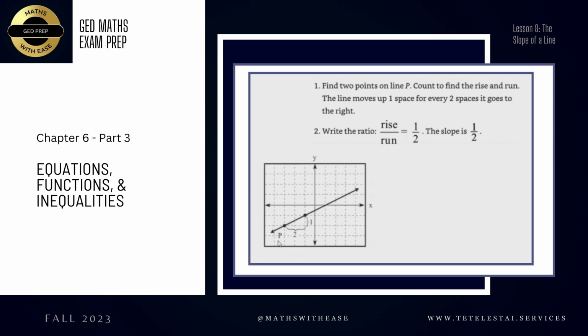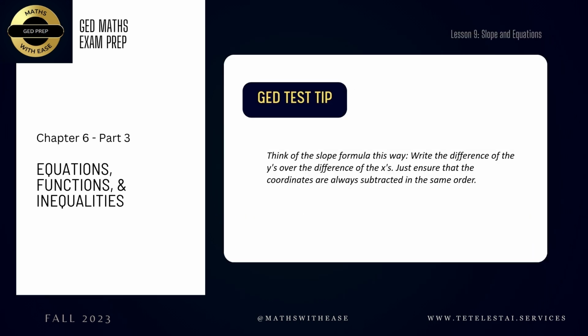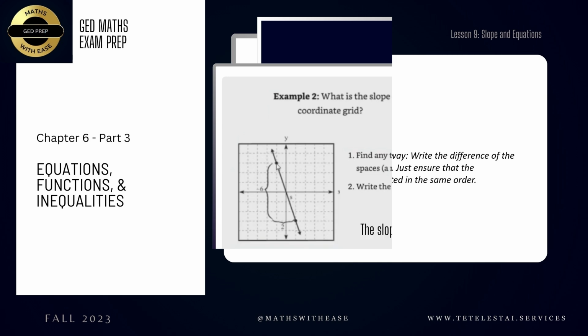It's a numerical value that indicates how much the line rises or falls vertically for every unit that it moves horizontally. So in this particular instance, we would just write our slope as our rise. Again, we moved 1 point upwards. Over our run, we moved 2 spaces to the right. And so the slope, or the ratio, is 1/2. So think of the slope formula in this way. Write the difference of the y's over the difference of the x's, and then just make sure that you always subtract the coordinates in the same order.